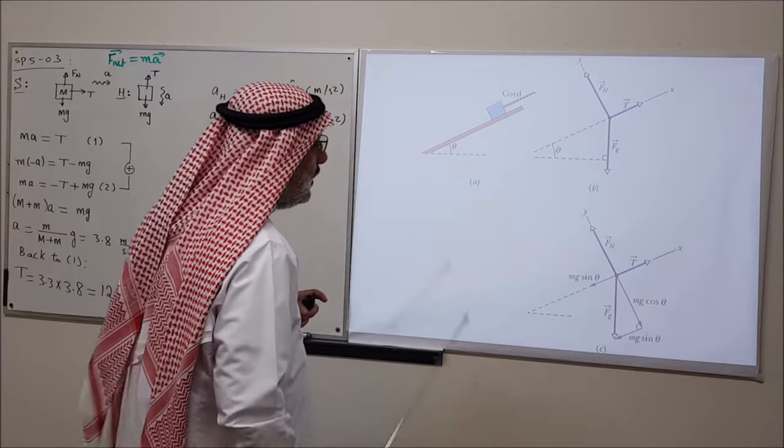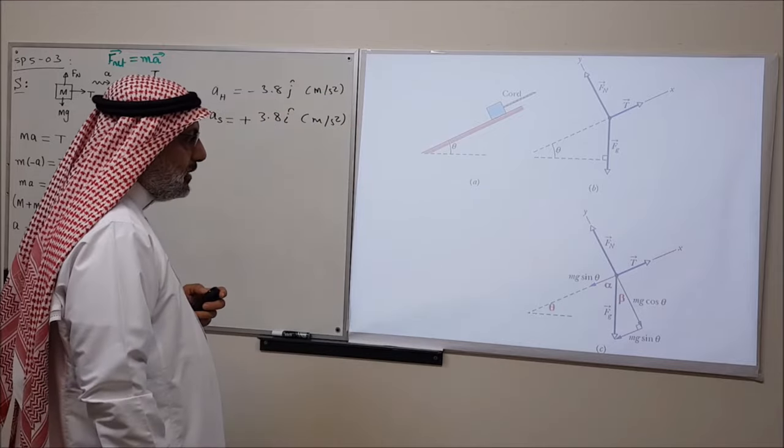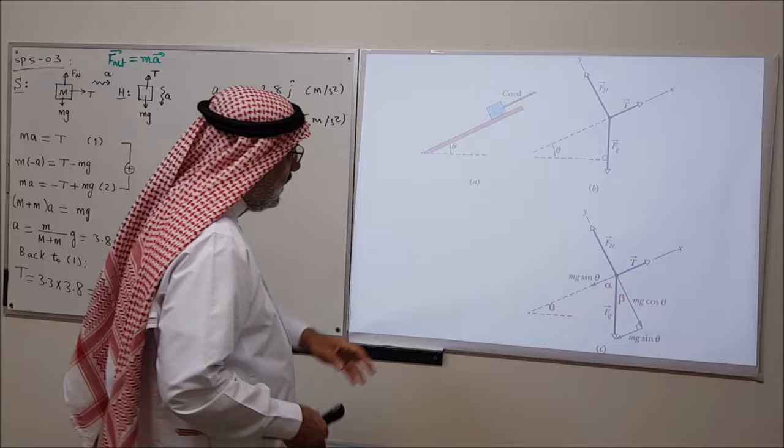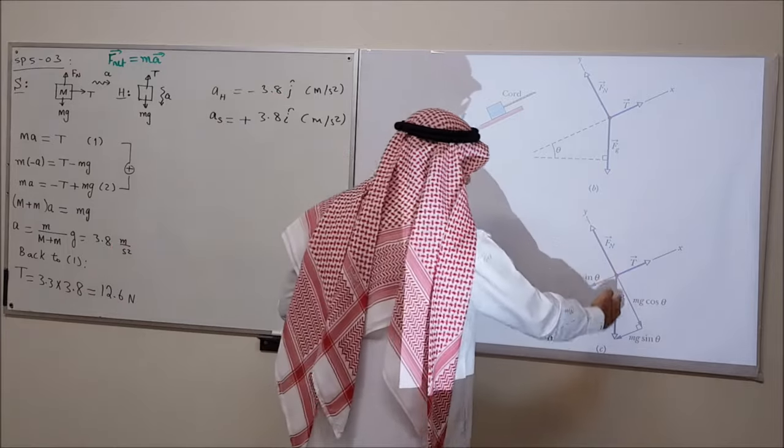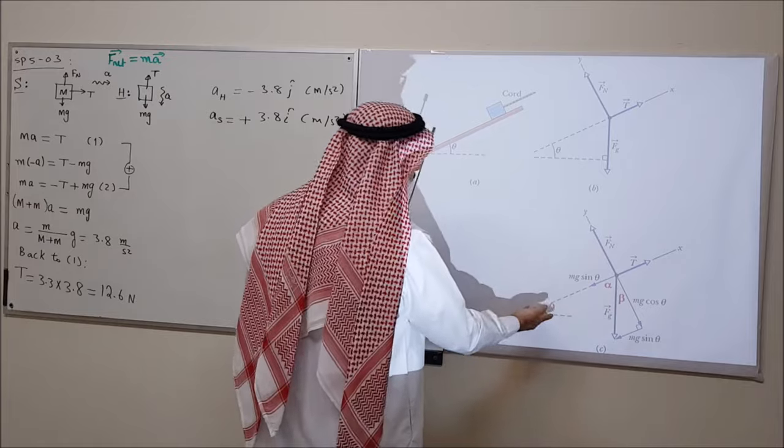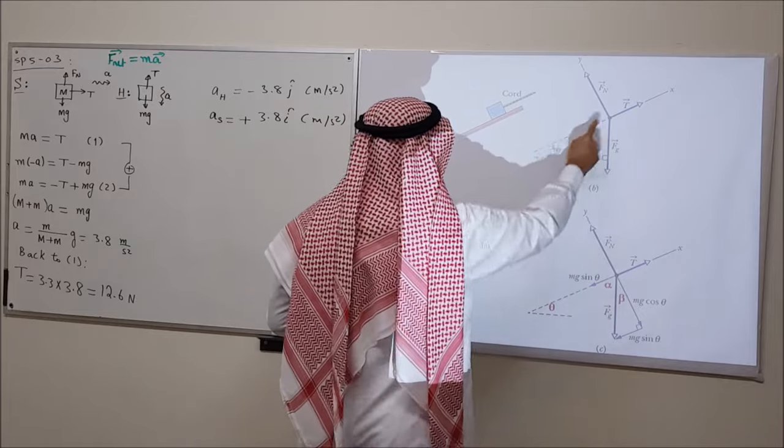Now let's look at the geometry here. Here is the geometry that we have to watch. Theta is the angle of the incline, and this is a line that is perpendicular to the ground that will make this a right angle triangle.